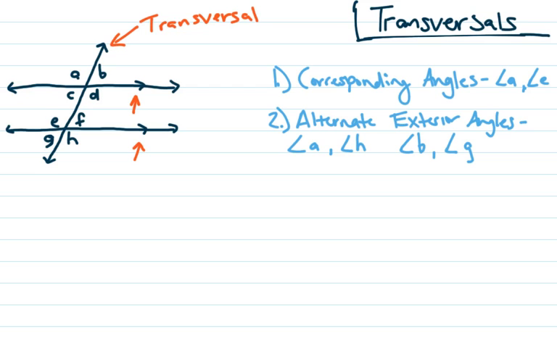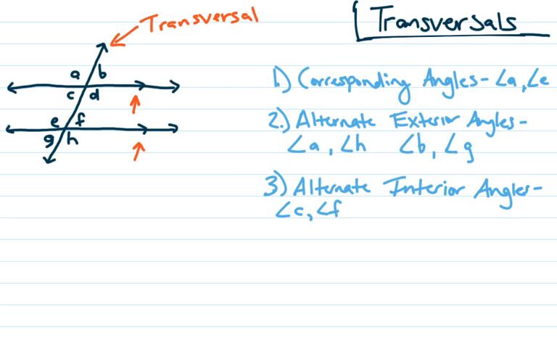And so that's what knowing that relationship helps you do. They're equal in measure. The next type is alternate interior angles. Alternate interior angles are also equal in measure, and they are on opposite sides of the transversal, but they're inside the parallel lines. And so there's two pairs here, angle C and angle F would be alternate interior angles, and angle D and angle E would be alternate interior angles, and they're also equal.